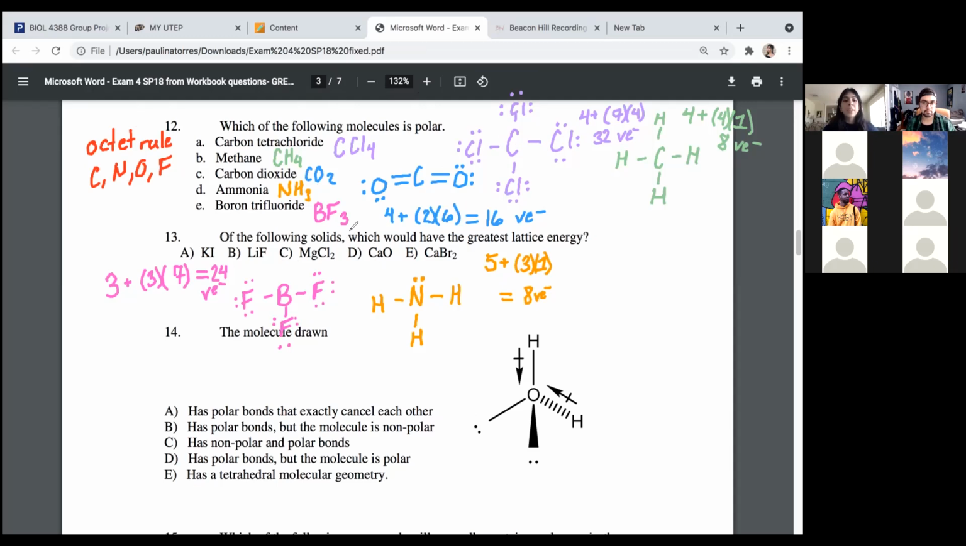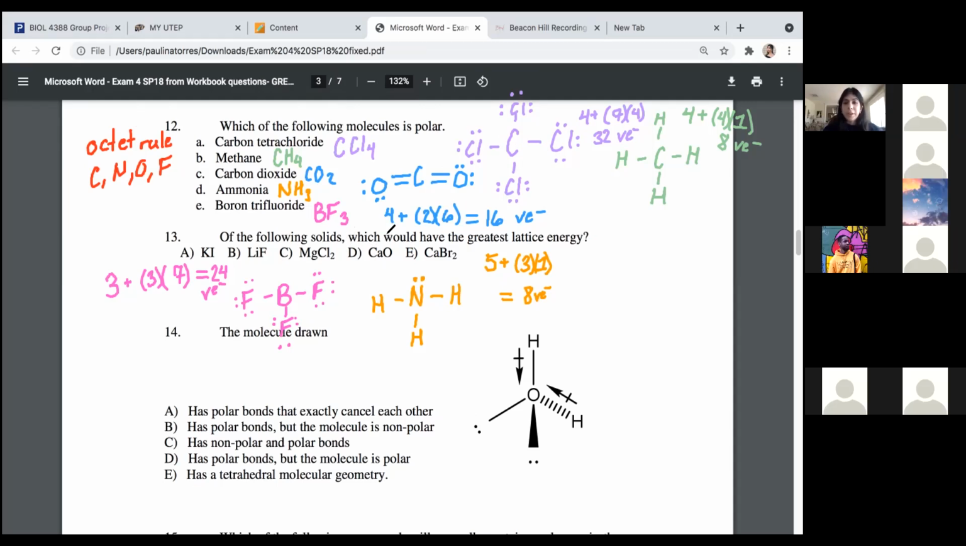Okay, so now we can finally compare polarity. Okay, so which of the following molecules is polar? So we have carbon tetrachloride. Is there going to be polarity if we look at the structure? So there's 4 surrounding chlorine. And which one is more electronegative, chlorine or carbon?